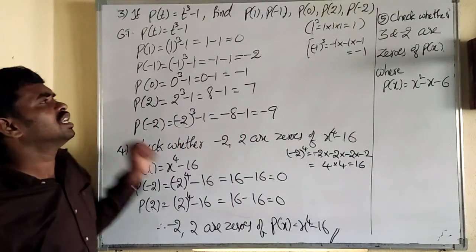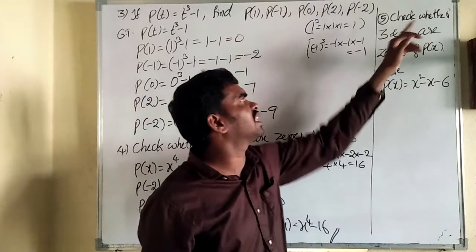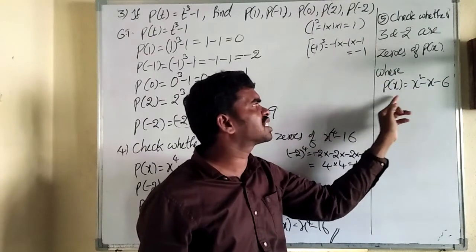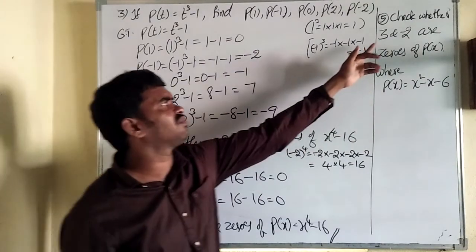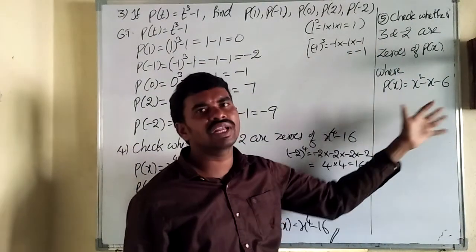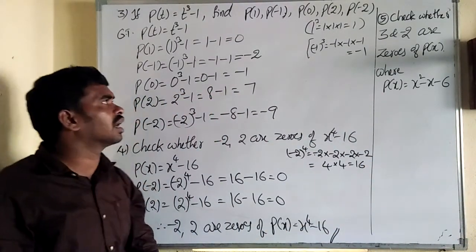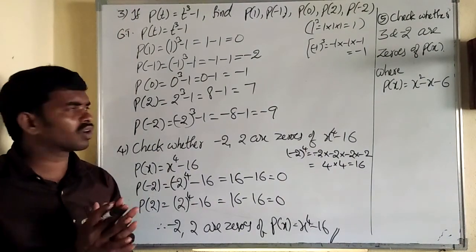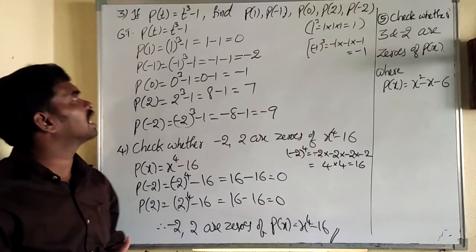So dear friends, in the same way do this fifth question also. Check whether 3 and -2 are zeros of P of x, where P of x is equal to x square minus x minus 6. Same way, substitute 3 first and you will get some answer, and substitute -2, you will get some answer. Based on the answer, you write whether it is 0 or not. Is it clear? If you have any doubts, please put them in your comment box. Then I will try to give an increased explanation.